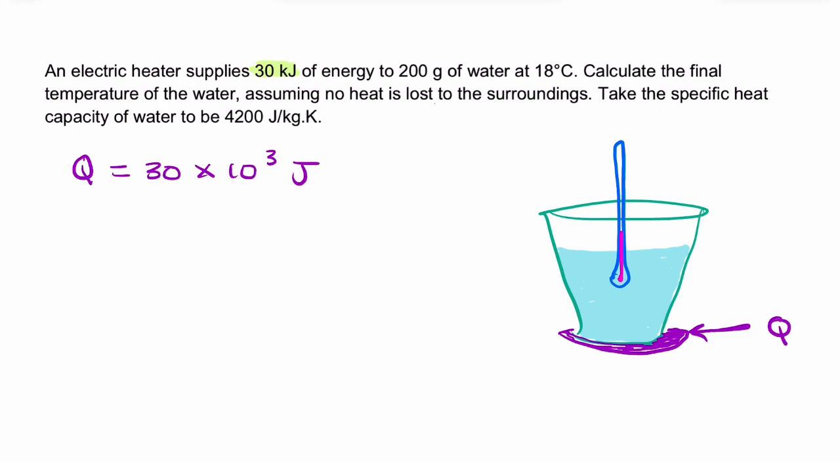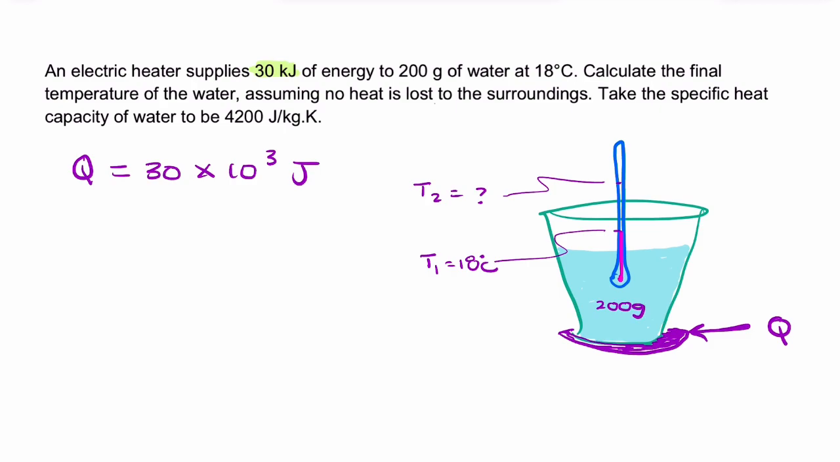The initial temperature of the water here is 18 degrees. So that's our initial temperature. The final temperature is unknown. That's what we're being asked to calculate. Calculate the final temperature. And we know that the mass of the water is 200 grams.